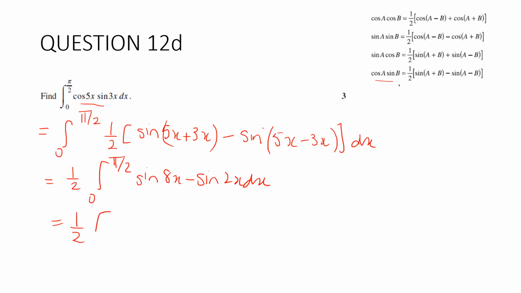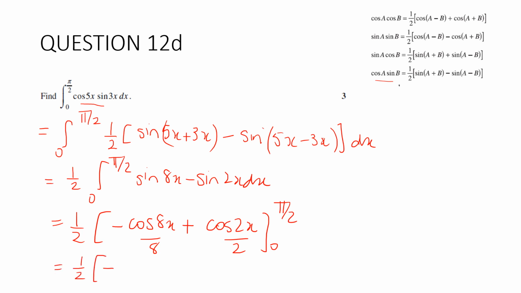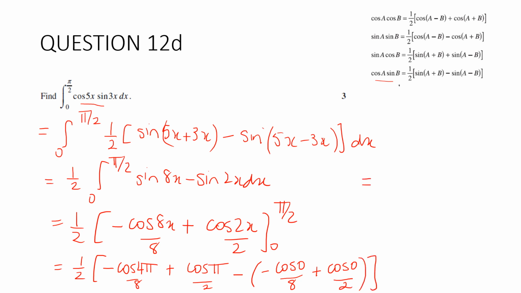Now integrating, we're going to get negative cos 8x on 8 plus cos 2x on 2 between 0 and pi on 2, which is equal to a half. Negative, it's going to be messy. Cos 8 pi on 2 is cos 4 pi on 8 plus cos 2 pi on 2 is cos pi on 2. Take away, don't forget your brackets, put 0 in, negative cos 0, remember cos 0 is 1, over 8, plus cos 0 on 2, equals a half.